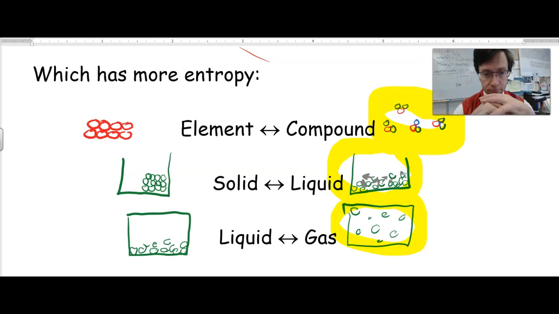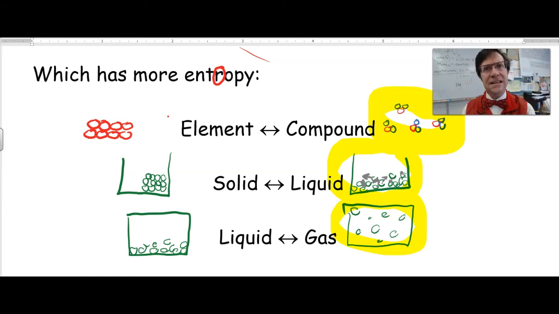So when you're looking at entropy, right, remember the R is for randomness. So which has more randomness? Which is more mixed up? Element or compound? Obviously a compound, because it's got more things in it, right? The element has just one, the compound has at least two. So there's more mixed up. Solid or a liquid? Well, definitely going to be a liquid, because liquids can move all over the place, and solids are stuck fast. Liquid or a gas?